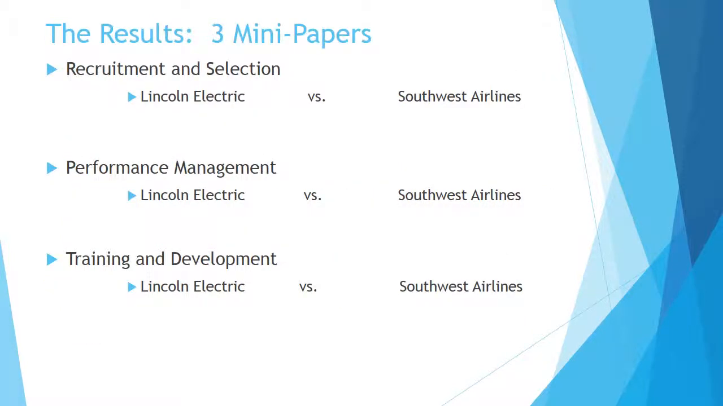So what is going to be the result of your work? You're going to end up with 3 separate papers, one on recruitment and selection, Lincoln versus Southwest, another paper, performance management, Lincoln versus Southwest in that area, and a third one, training and development, Lincoln versus Southwest.